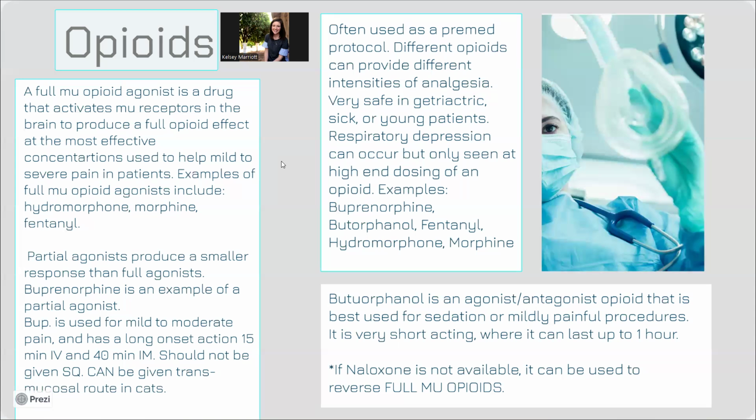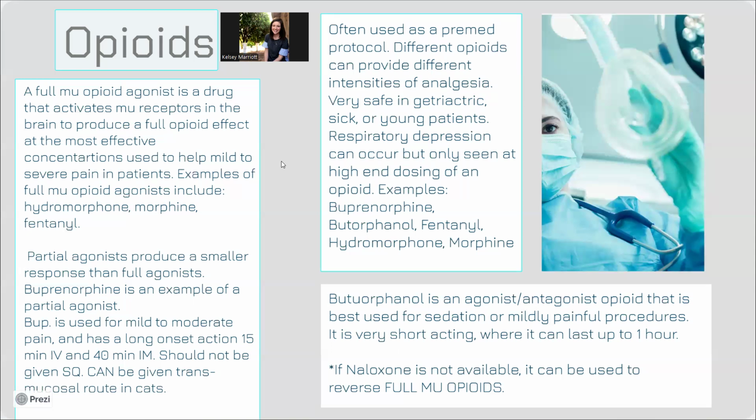When we break down our opioids, they actually go into further classes. We have something called a full mu opioid and a partial mu opioid. This is just how they affect the brain differently. With our full mu agonist, we're able to definitely affect the brain on those mu receptors fully, and this is really helpful for anything from a mild procedure to severe. The drugs that fall into the full mu category are hydromorphone, morphine, and fentanyl.